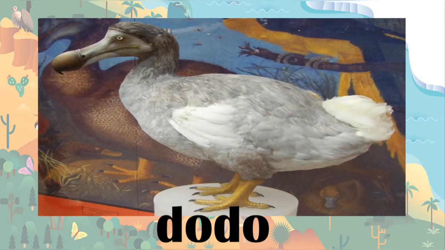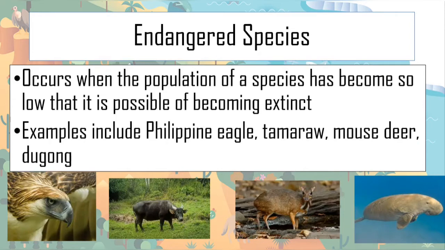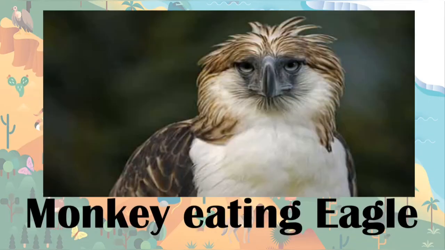What are threatened species? It occurs when the population of the species is declining rapidly and may soon become endangered. Endangered species occurs when the population of a species has become so low that it is possible of becoming extinct. Examples include Philippine eagle, tamaraw, mouse deer, and dugong. Okay, these are the examples: monkey-eating eagle, tarsier, the negros bleeding-heart pigeon.